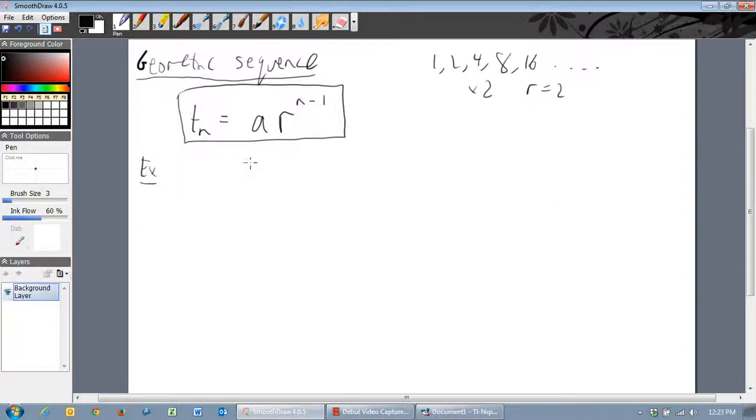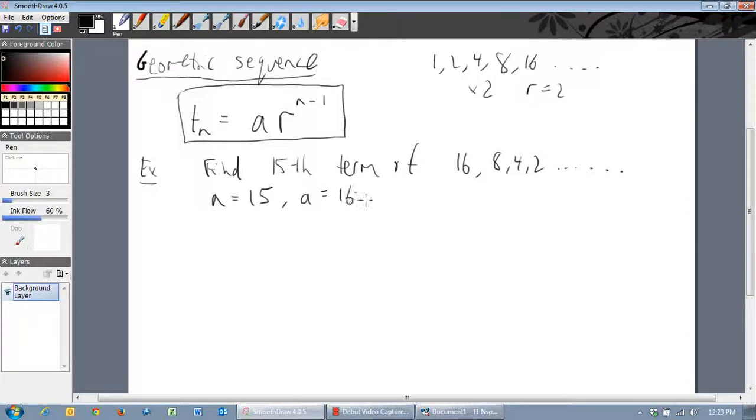Not much to this. So find the 15th term of, let's do 16, 8, 4, 2, dot, dot, dot. Okay, find the 15th term of this. Alright, let's write all that information down. What's n equal to? We want the 15th term, so n will be 15. What's the first term? The first term is 16.